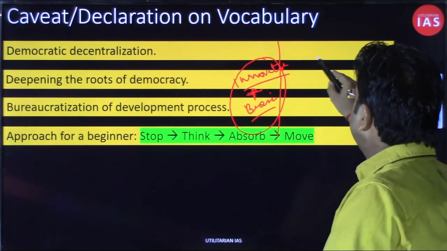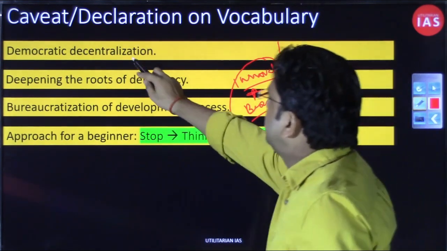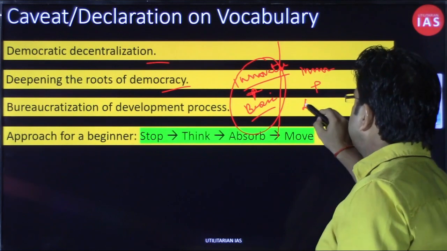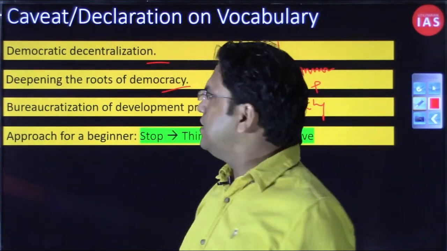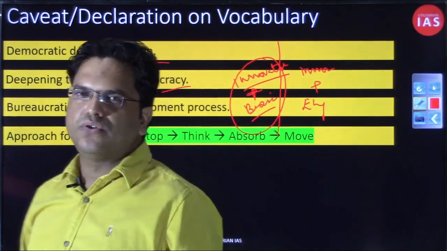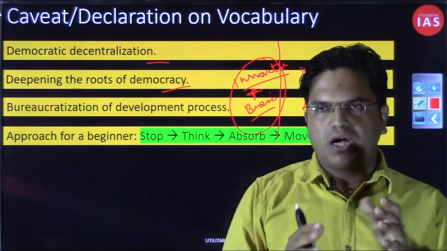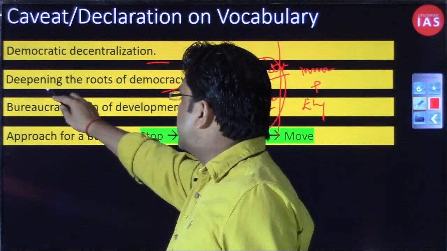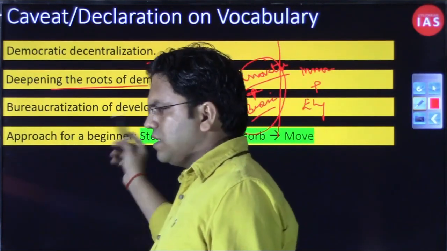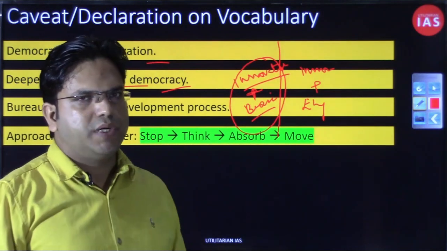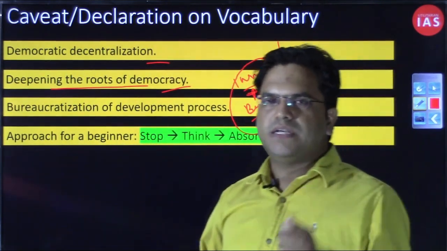There is another student who, along with being innovative, is writing this kind of English, these kinds of terminologies. And these terminologies are not specific only to polity; you will have them in geography as well. Every subject has 250 or 300 vocabulary words. About Panchayati Raj, you have words like deepening the roots of democracy, democratic decentralization, bureaucratization of development process. Similarly, you will have similar terminologies in geography, history as well.